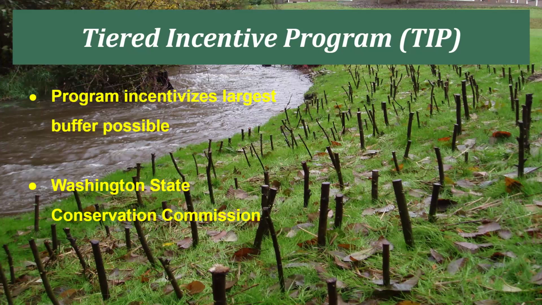Also, for the TIP program, seasonal streams and artificial conveyances like agricultural ditches can be eligible if they're connected to a perennial stream. And also, a landowner does not need to be an agricultural producer to be part of the program either.